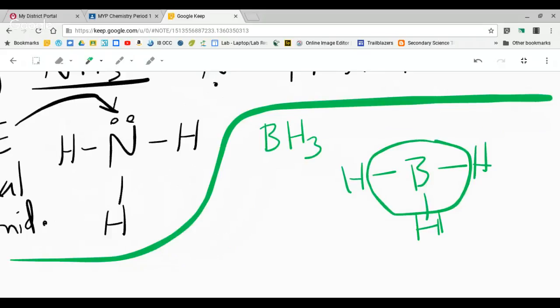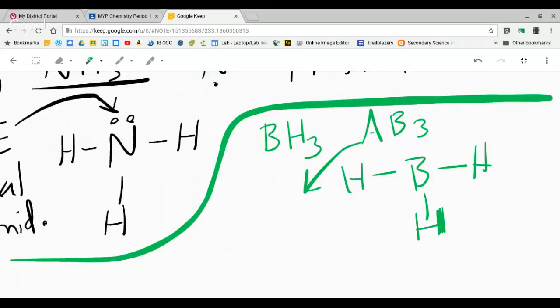That's it. That's all we need. We don't have to draw anything else, because boron only wants 6. That is all. Now they have that structure. That's what we call an AB3 molecule. An AB3 molecule is also known as trigonal planar molecules. So there you go.